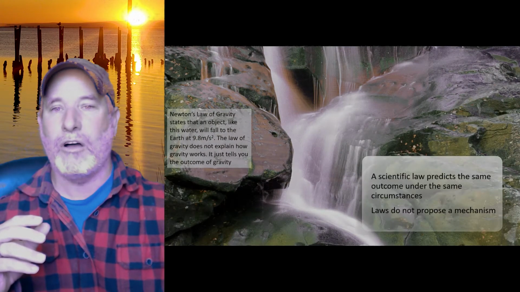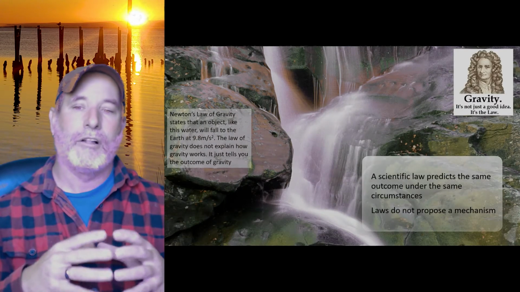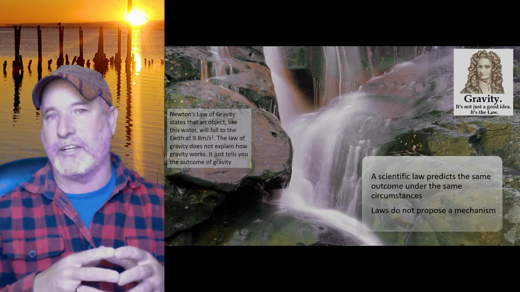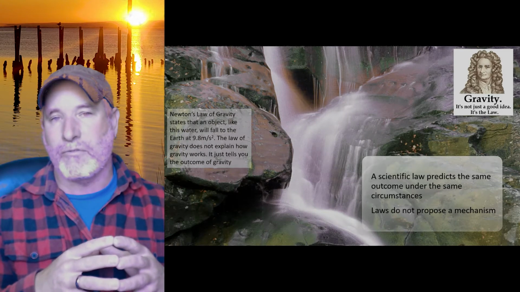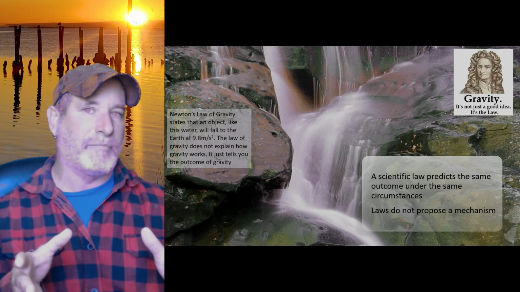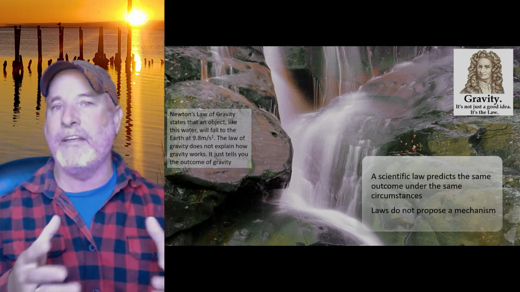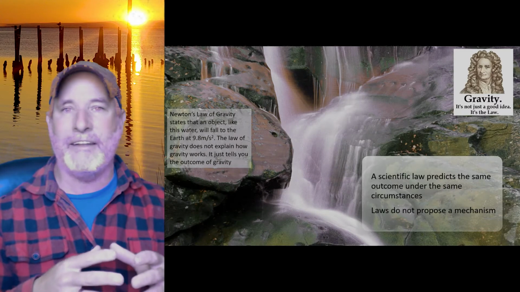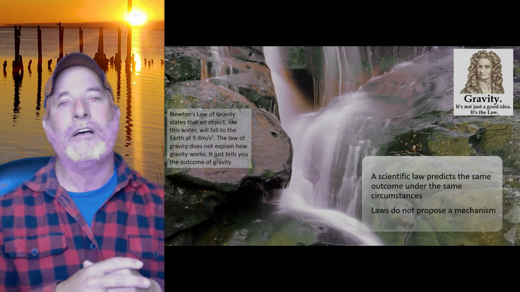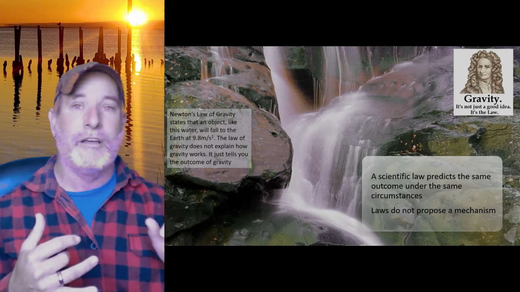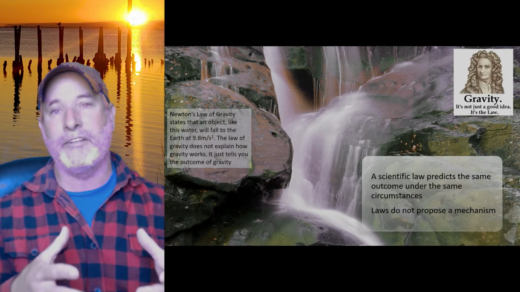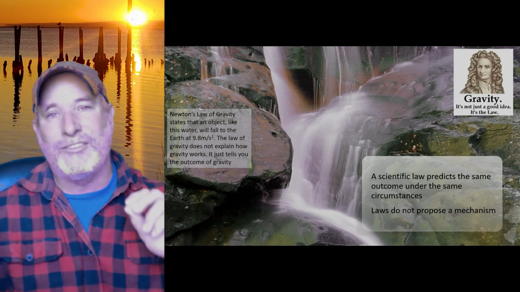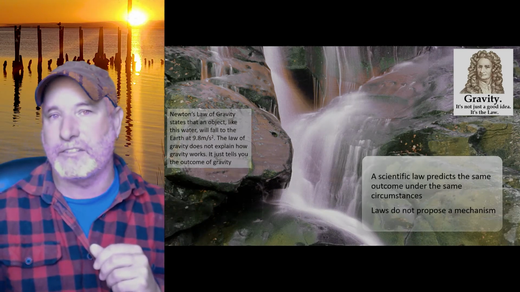Newton's law of gravity here. A law predicts the same outcome under the same circumstances. Newton's law of gravity says if I drop something, it will fall at the same rate anywhere on the earth every single time I drop it. The rate of acceleration is 9.8 meters per second squared. So if you drop your pen in Florida or in New Mexico, it's going to fall at the same rate every single time. A law tells you what's going to happen under the same circumstances.